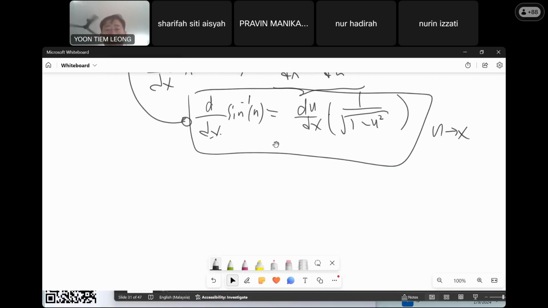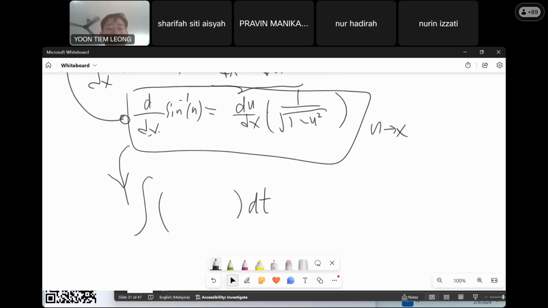But maybe let me try to derive the integration version from this very simple relationship, instead of calculating the derivative of arcsine of u over a. Okay, so from this very simple derivative relationship, we can proceed by calculating the indefinite integrations of these equations. That is what I'm going to do.